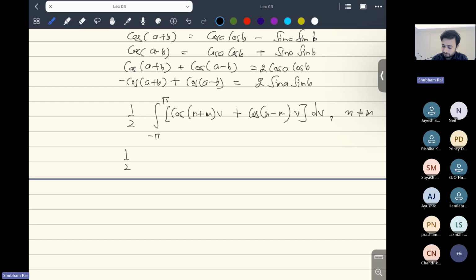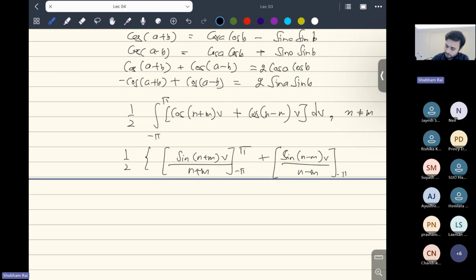So the integral of cosine (n plus m)v will be sine (n plus m)v divided by (n plus m), and it is going from minus pi to pi, and then plus we have the integral of cosine (n minus m)v, which will be sine (n minus m)v over (n minus m), right? And it will go from minus pi to pi.